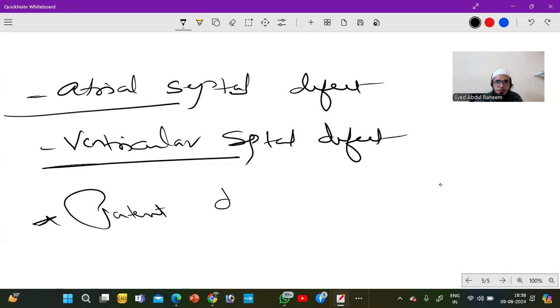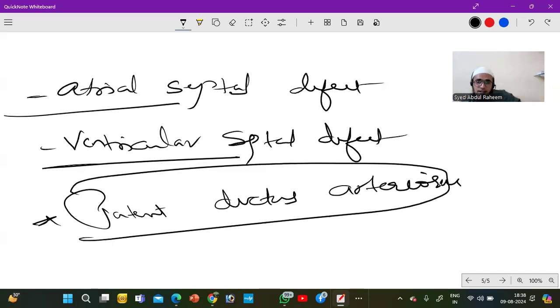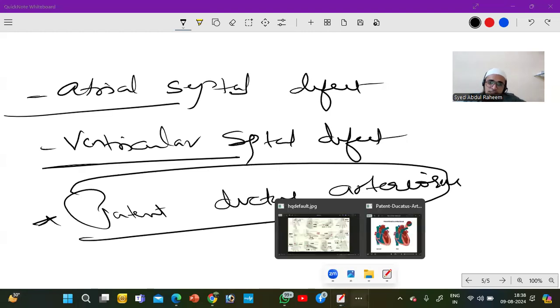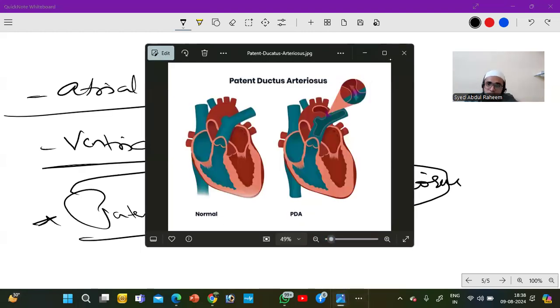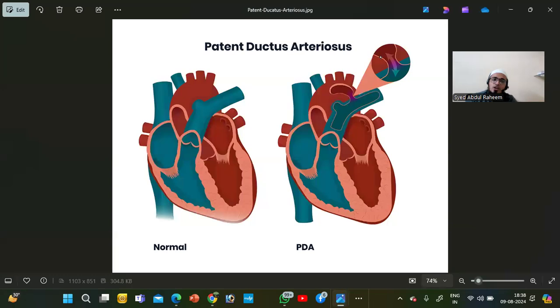Patent ductus arteriosus. This is also a clinical condition. This is also a congenital heart disease. You will see this image. You can understand that this is a normal heart.